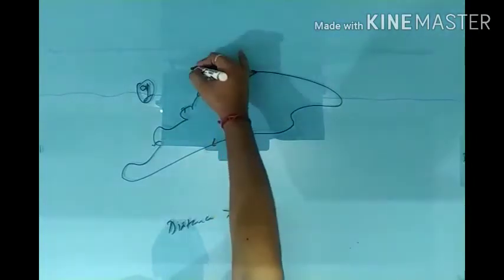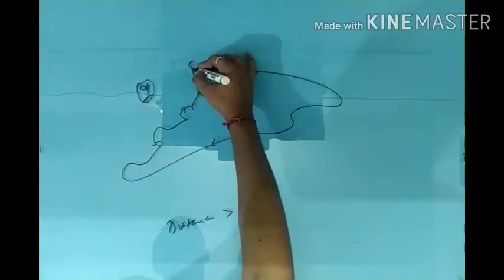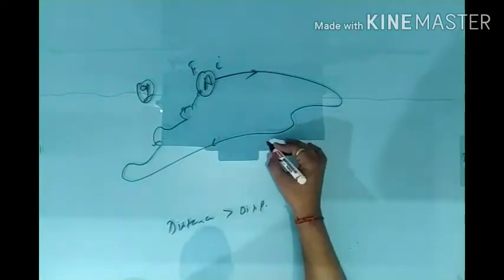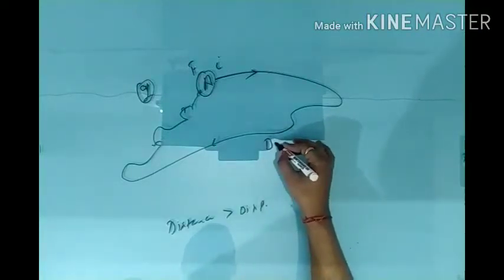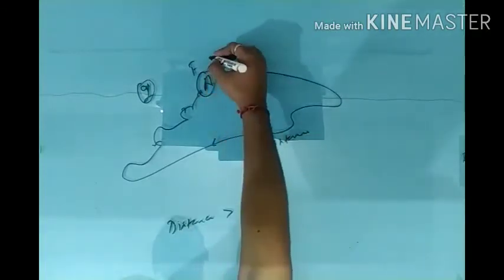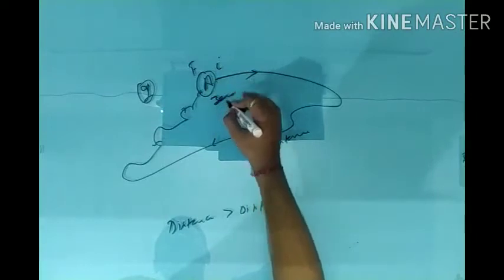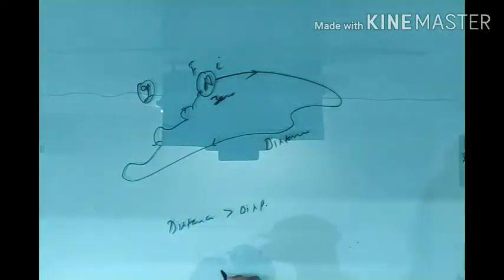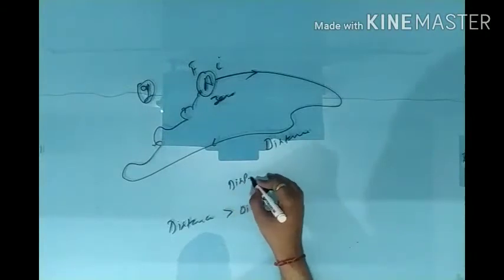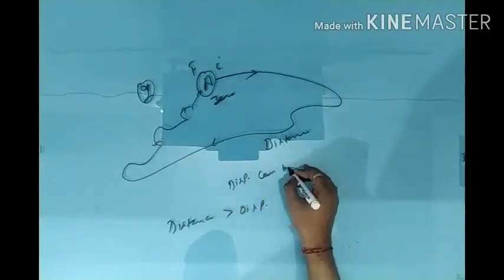Now its initial position and final position both are the same. If both positions are the same, the total distance covered is distance and the shortest distance is displacement, so it is 0. Then we can say that displacement can be 0.